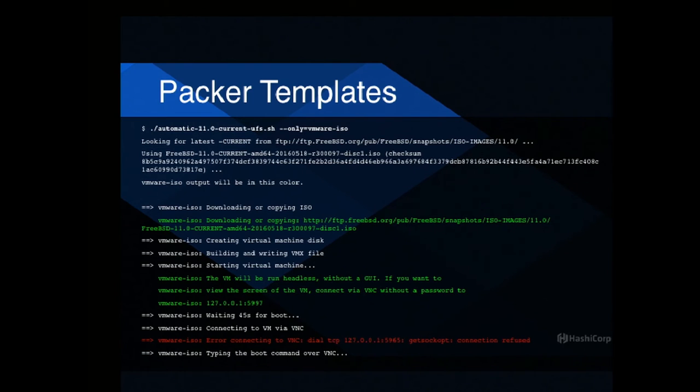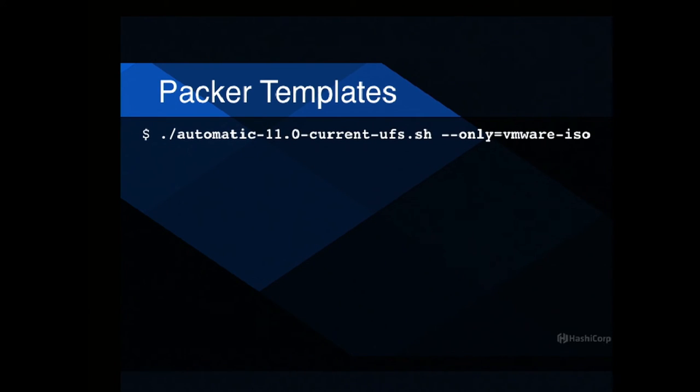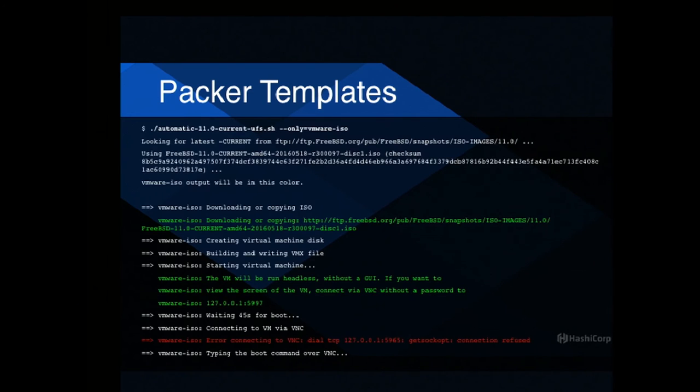What Packer does is download the ISOs, in this case from FreeBSD, checksum them, compare against current, spin up the VM in the background, and then you can script through things. And this is, as you can see at the bottom here, where things started to go kind of south, and I didn't figure out how or why. Every now and then this happens, and I didn't want to reboot my box in order to debug that.